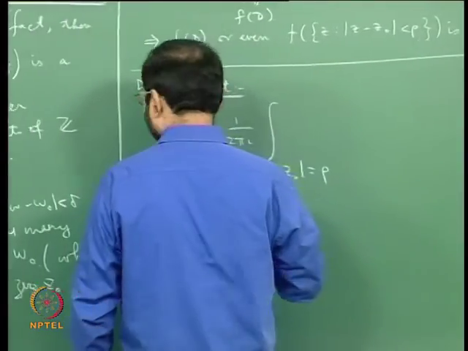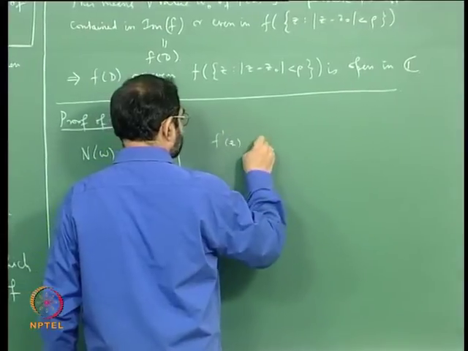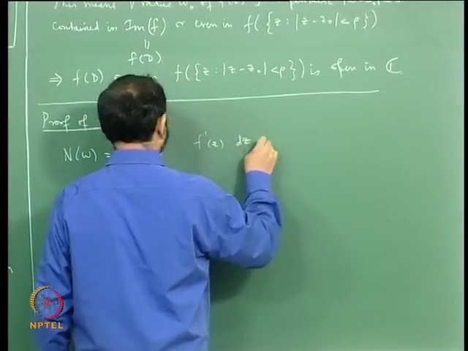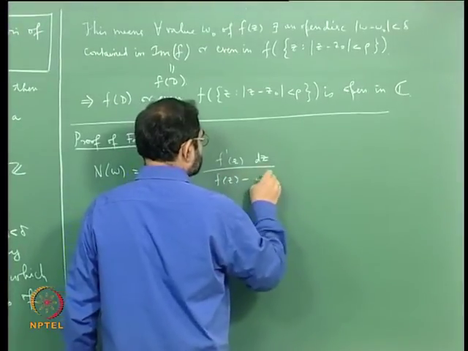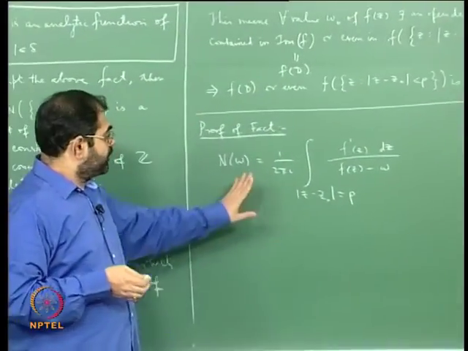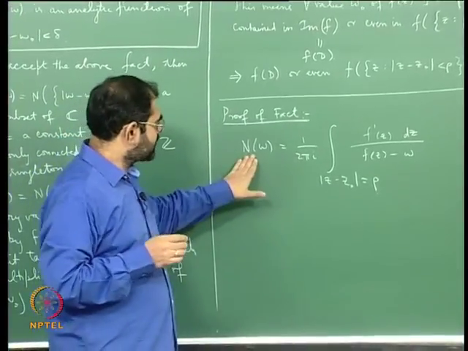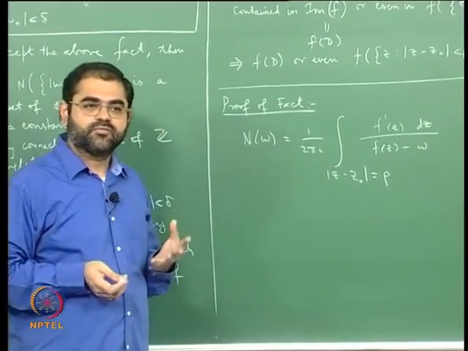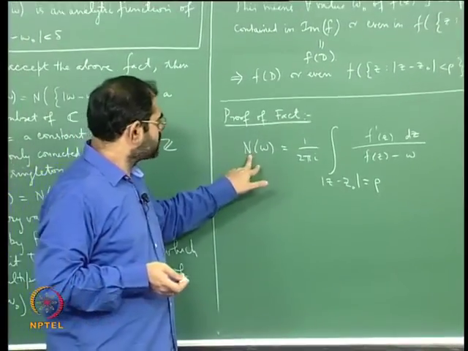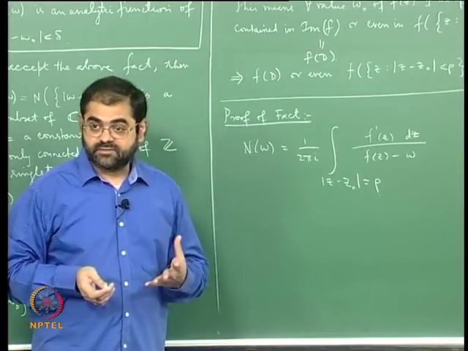So let me write that down. It's f dash of z dz by f of z minus w. All right. So you see, what now? Let's try to, heuristically, think of a proof of this. You want to show N_f(w) is an analytic function of w.